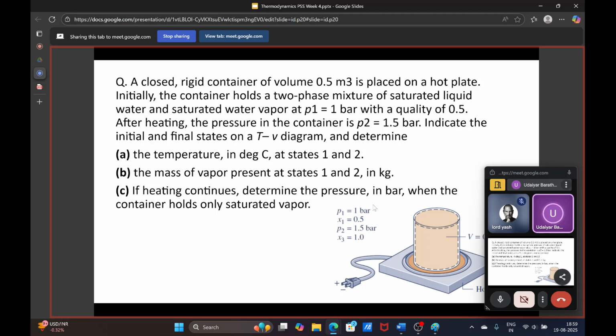So moving on to the next question. A closed rigid container of volume 0.5 meter cube is placed on a hot plate. Initially the container holds a two-phase mixture of saturated liquid water and saturated vapor at P1 is 1 bar with a quality of 0.5. After heating, the pressure in the container is P2 equals 1.5 bar. Indicate the initial and final states on a TV diagram and determine A, the temperature in degrees Celsius at states 1 and 2, and the mass of vapor present at states 1 and 2. If heating continues, determine the pressure in bar when the container holds only saturated vapor.